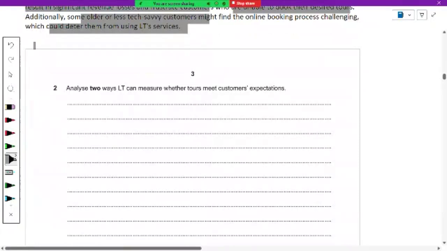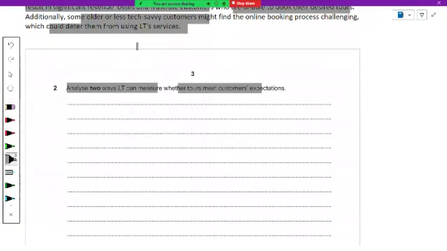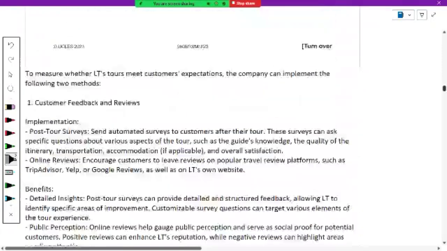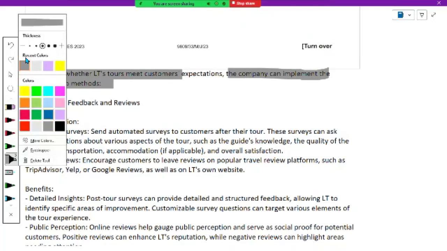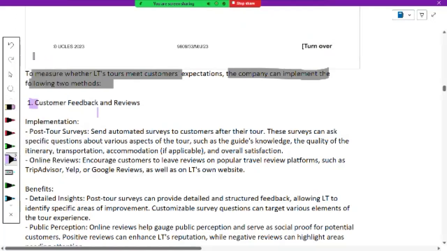So we have this question: analyze two ways LT can measure whether tours meet customers' expectations. Okay, so again, this is an 8 mark question, so it means that we have to talk about two ways. To measure whether LT's tours meet customers' expectations, the company can implement the following two methods. So the first one would be customer feedback and reviews.